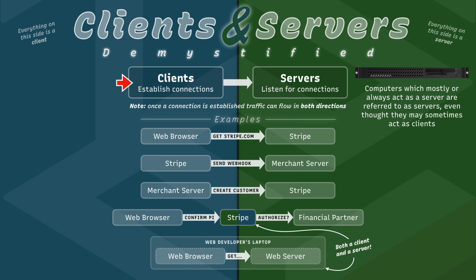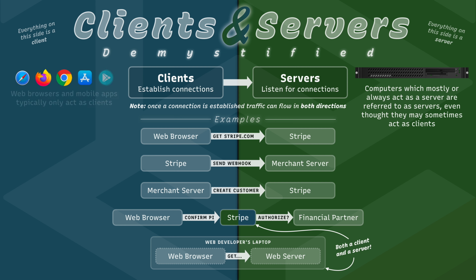First, clients establish connections. Second, servers listen for connections. And third, some computers are called servers when that's their primary function, but having the name server doesn't stop them from establishing connections as clients.